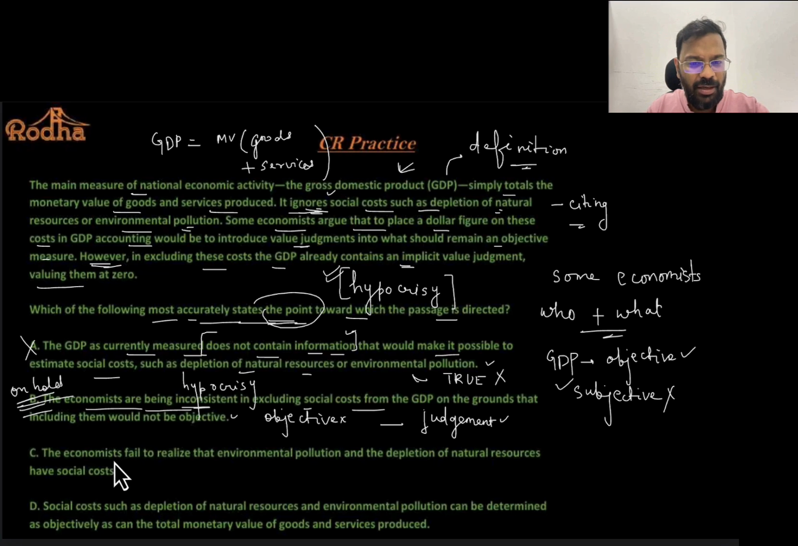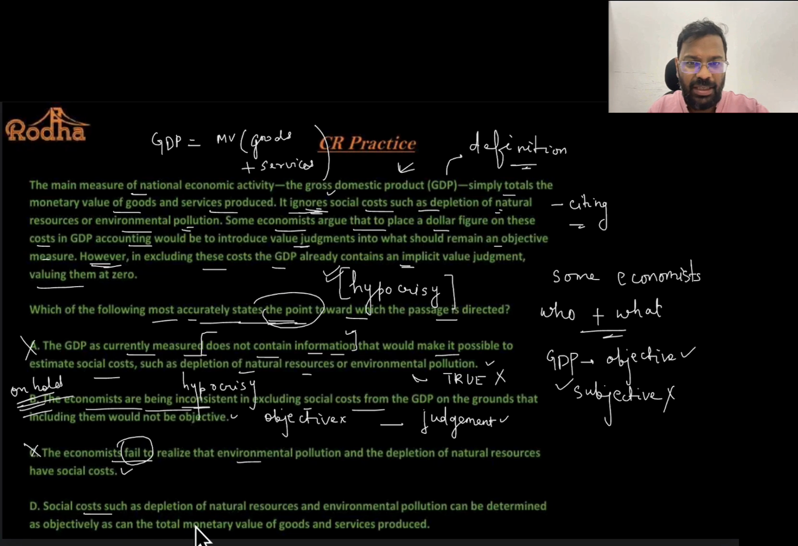C says the economists fail to realize that environmental pollution and the depletion of natural resources have social cost. Are they failing to realize that they have social cost, or is this about subjectivity and value judgments? It is about subjectivity and the value judgments. They are not failing to realize. They're saying, okay, these might have cost, but then you bring in some kind of value judgments that they're not happy about. So fairly eliminated.